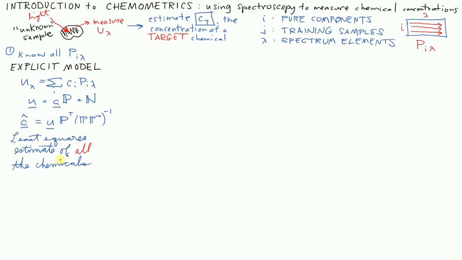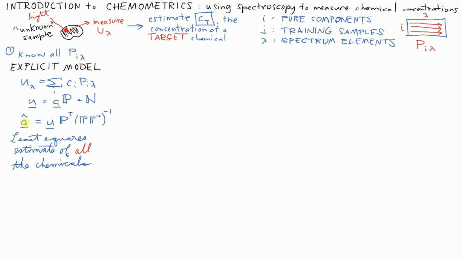Notice I've emphasized that this is the least squares estimate not of only the target chemical, glucose, but of all the chemicals that are present in the sample. You already had to know what all the pure components were in order to measure the spectral matrix P, and now you get out at the end, for your hard work at the beginning, the information about all the chemicals at the end.